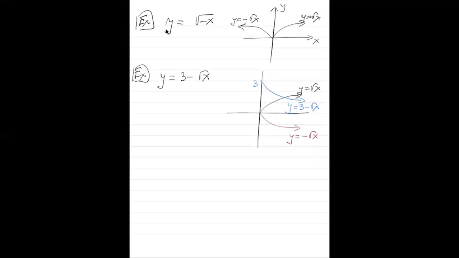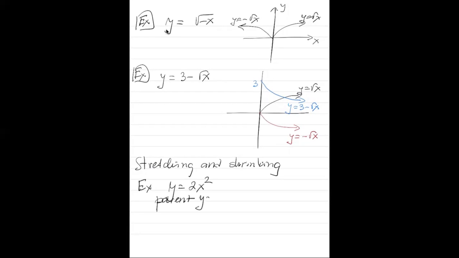The next type of transformation is stretching and shrinking. Example, if I have to sketch y equals 2x squared, again, my parent function is still x squared, the quadratic, and I'll sketch it. This is y equals x squared. The 2 in the front means our function is going to grow twice as fast. So it's kind of narrow.